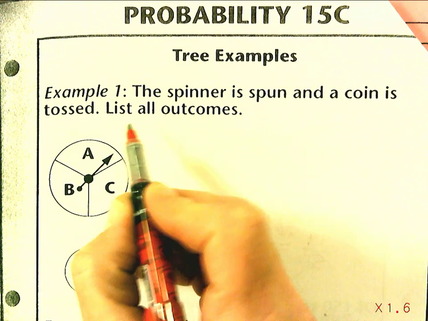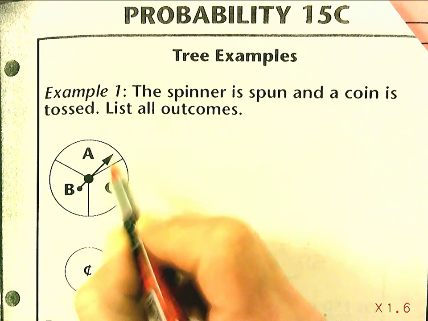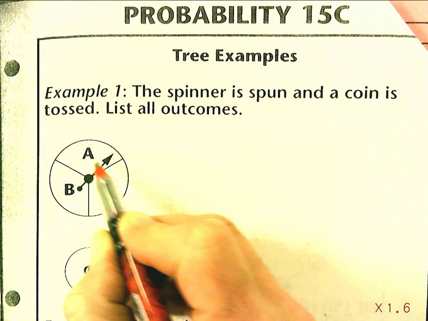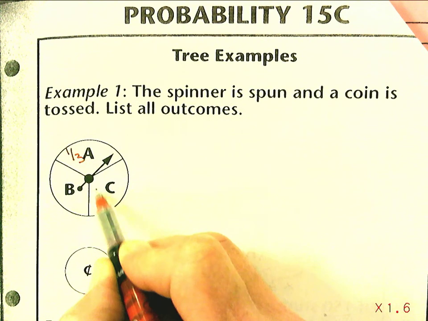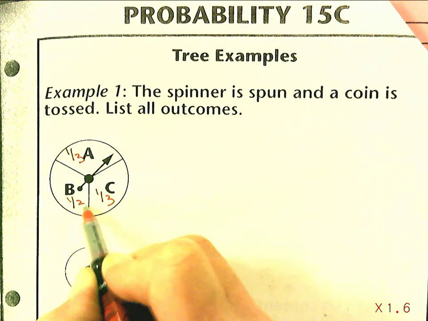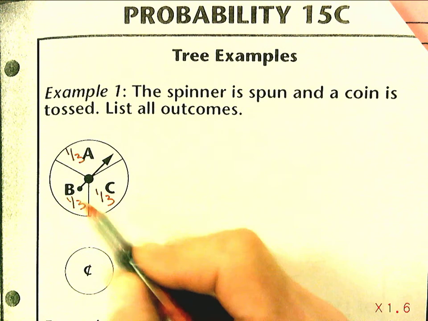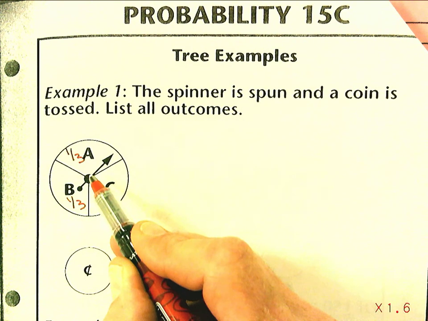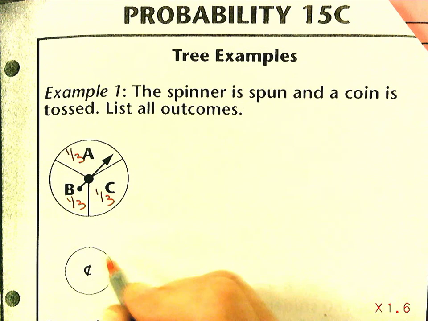So in this first example, we have a spinner that has A, B, and C sections on it, really all equal size. So the probability of each section is going to be the same. Each section is 1/3, 1/3, and 1/3. And so if we spin the spinner, we have a 1 in 3 chance of hitting any of those spaces. And then the second part of this is a coin that we flip, and when we flip the coin, we either get heads or tails.